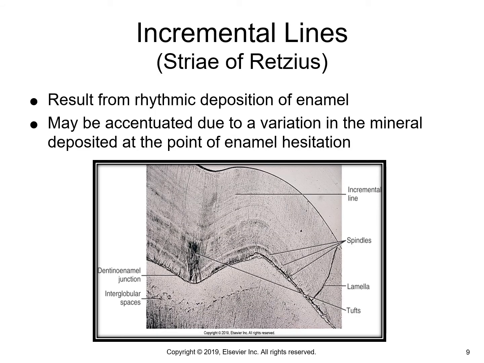The incremental lines are also called the striae of Retzius. These result from that rhythmic deposition of enamel. They can be accentuated based on the mineral deposition at the time the enamel is laid down. So I always kind of think of like a tree trunk. You know how they say if you cut a tree across its trunk and you count the rings, you can tell how old the tree is. Well, in a tooth, if you cut the tooth crossways, you can see these incremental lines where that enamel was laying down as the tooth was forming rhythmically.